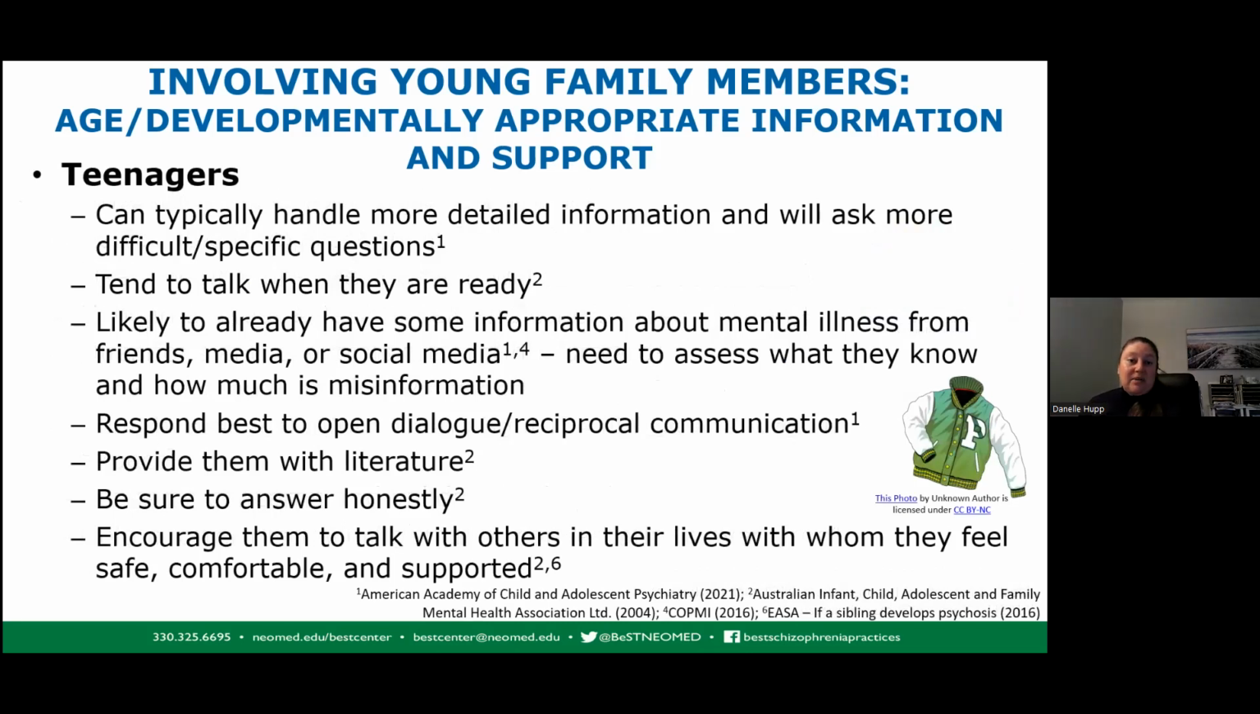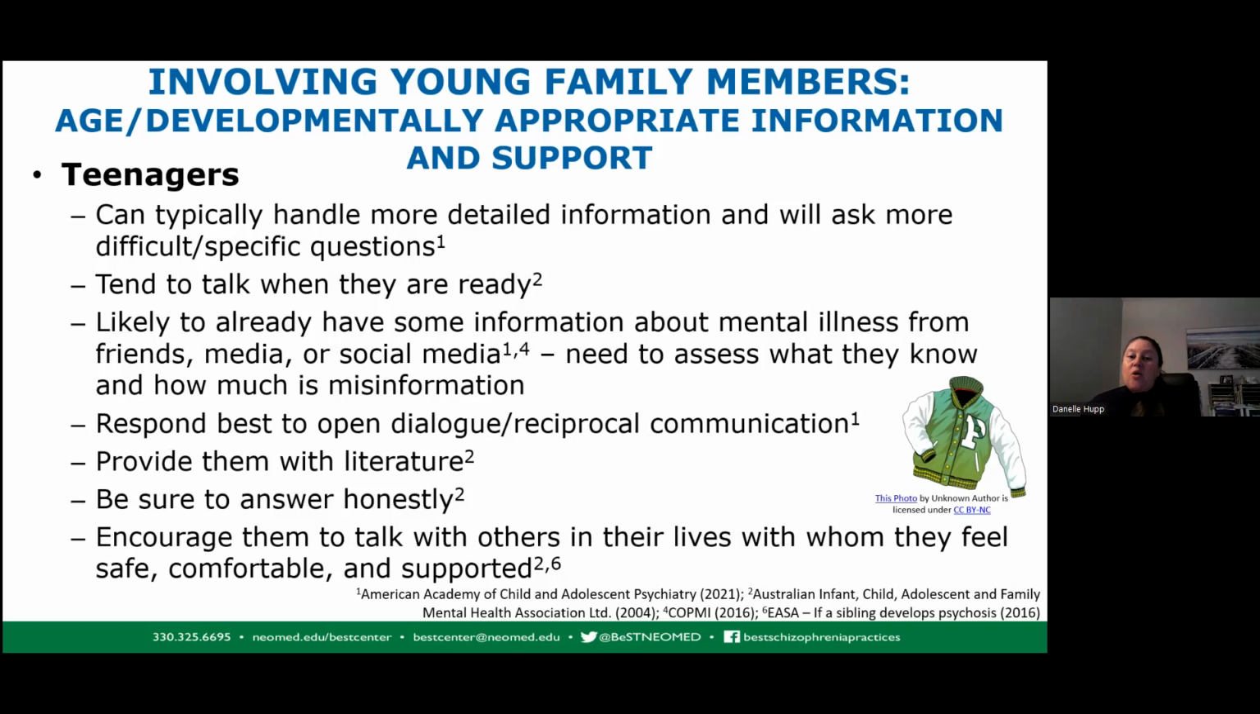Teenagers, they can typically handle more detailed information, and they're going to ask more questions, and they're going to be more difficult, and more specific. However, teenagers tend to talk when they are ready. So this is about helping the adults in the home find their moments, and having an awareness of when a teenager might have opened the door for a discussion. They're likely to already have some information about mental illness from friends, school, media, social media. And so it's really important to assess and evaluate, what do you know, or what do you think you know, and ensuring that they understand which is accurate and which is misinformation. And even if information is accurate, what actually applies to your loved one with a mental illness.